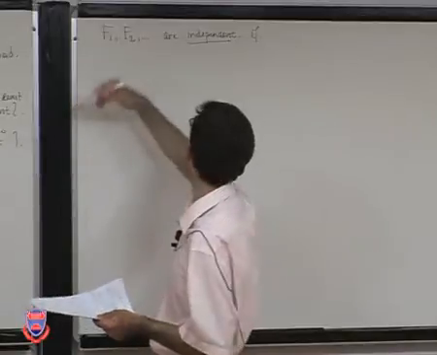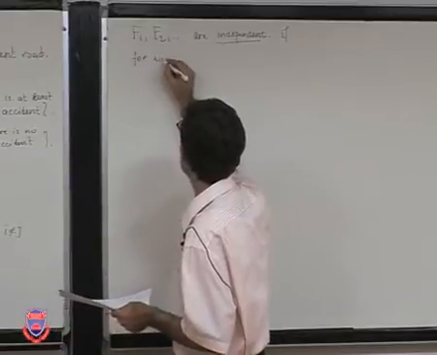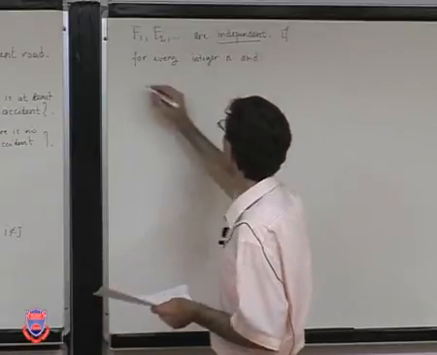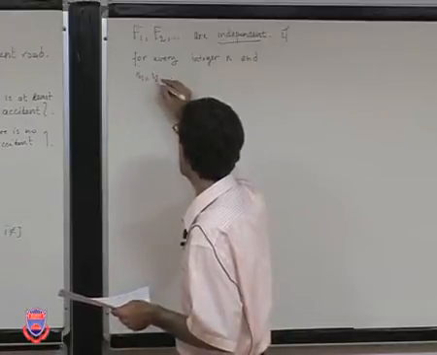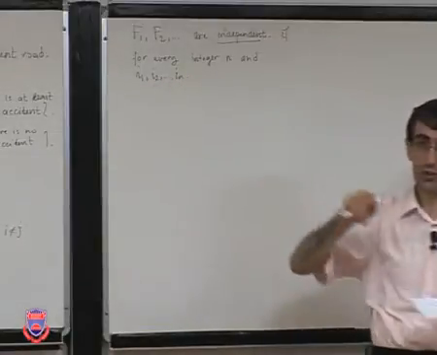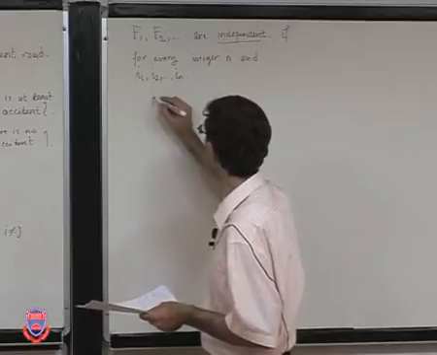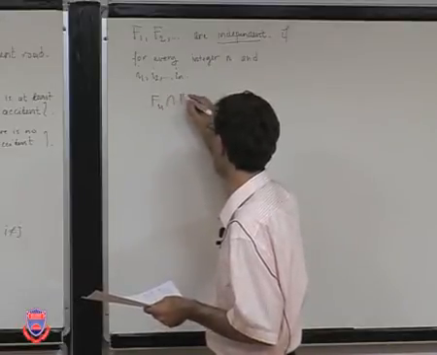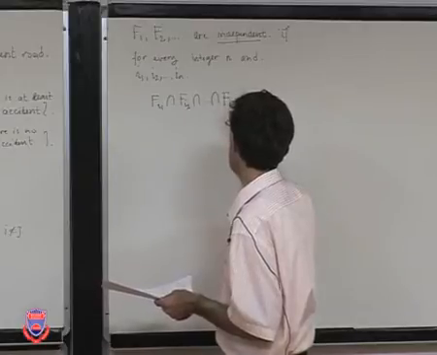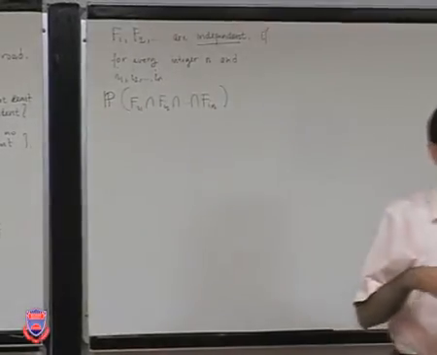You take any integer n, any integer you like. If for every positive integer n and any integers i1, i2, up to in, so you're free to choose n integers that I don't specify, you have the following property. You look at the probability that event F_i1 happens at the same time as event F_i2, and they together happen at the same time as event F_in. And you look at the probability of this thing. So all these events happen jointly together.